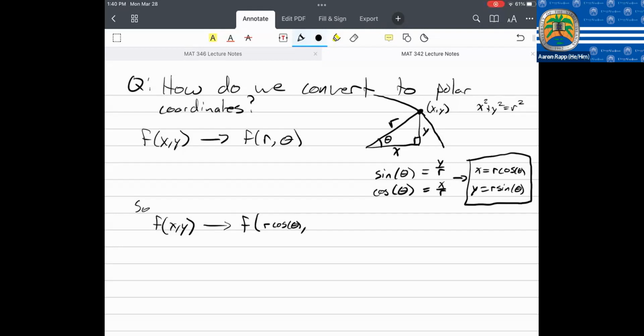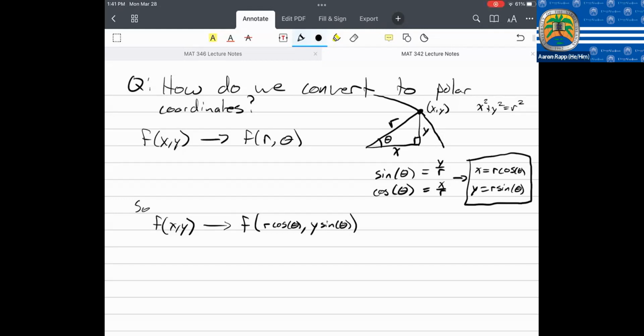And I replace my y's with r sine of theta. That'd be your function in polar coordinates, yes.